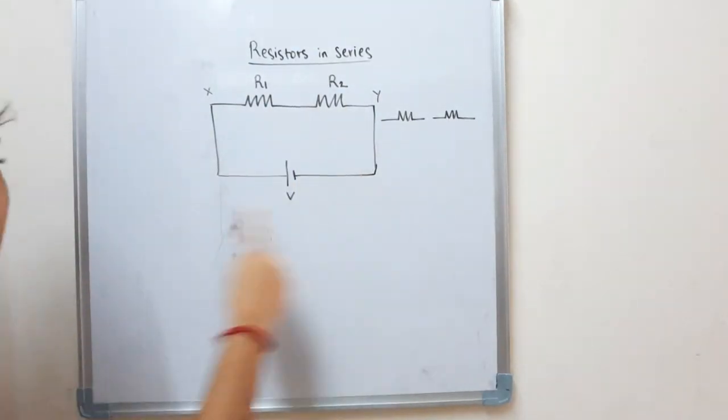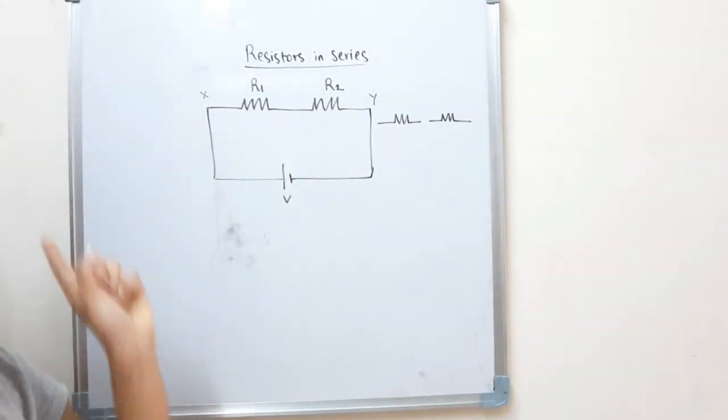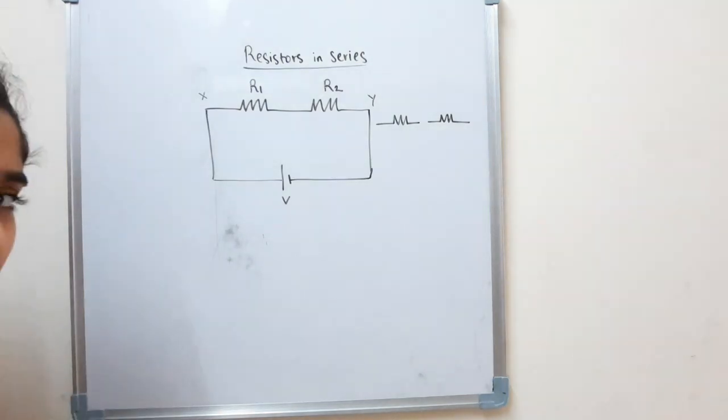The scholar. So today we'll be looking at the parameters in a circuit where the resistors are in series. So let's get started. So here in this circuit, consider two resistors R1 and R2 that are in series. So what do you mean by series?